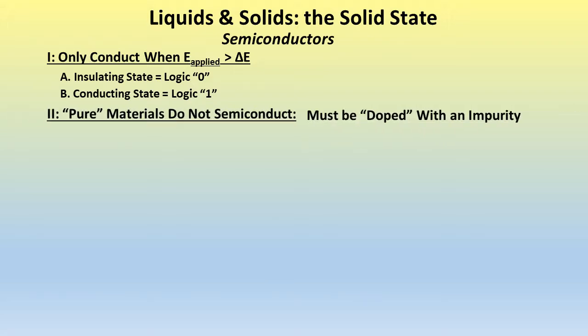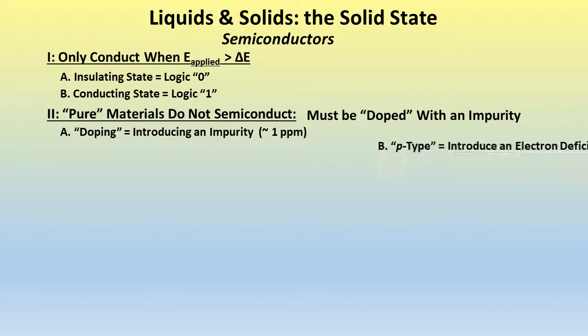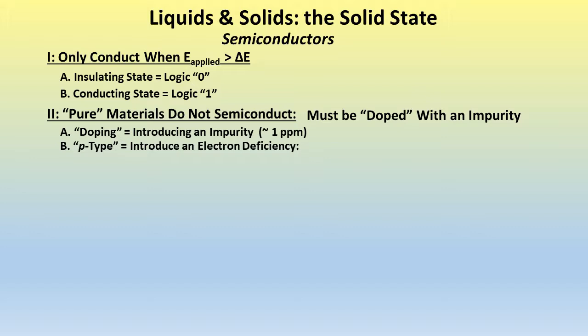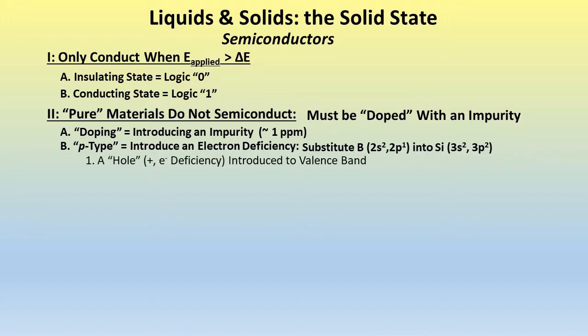Additionally, pure materials do not semiconduct. They must be what is called doped with an impurity. Doping is introducing an impurity at small levels, usually on the order of parts per million. A p-type semiconductor introduces an electron deficiency in the material. For example, the substitution of boron 2s2 2p1 into silicon 3s2 3p2 introduces a hole because boron has one less electron.